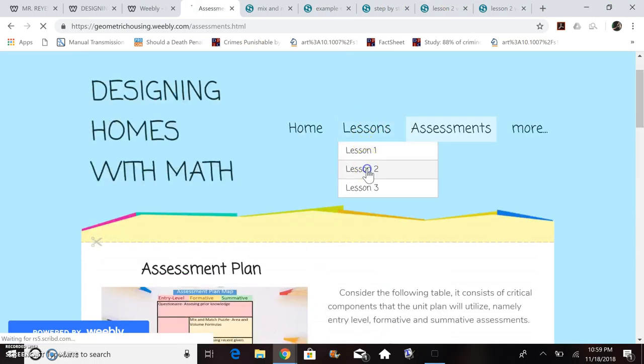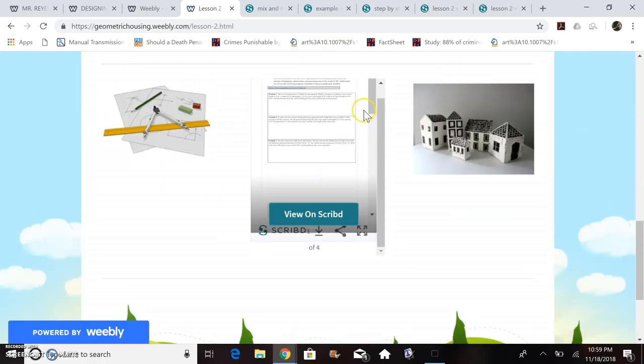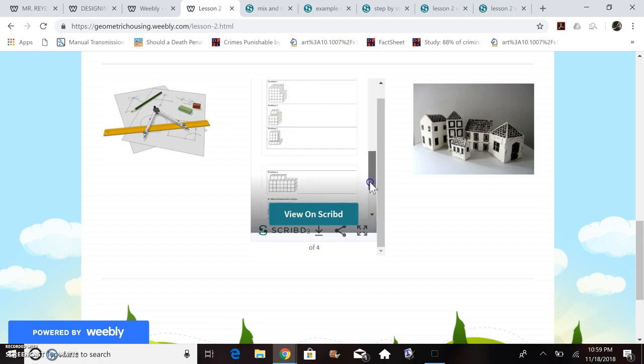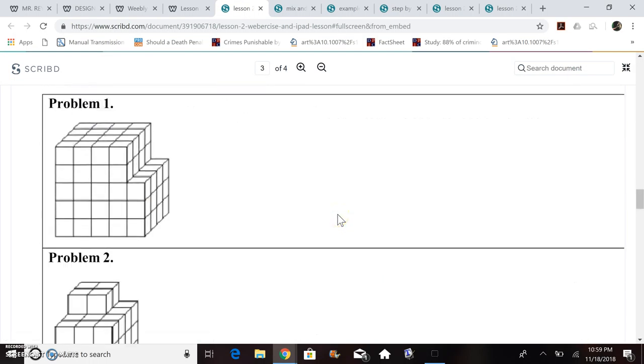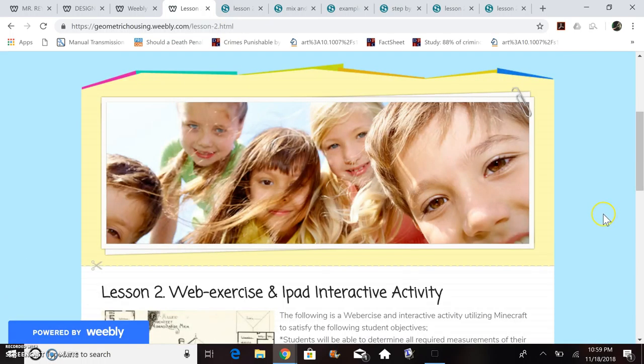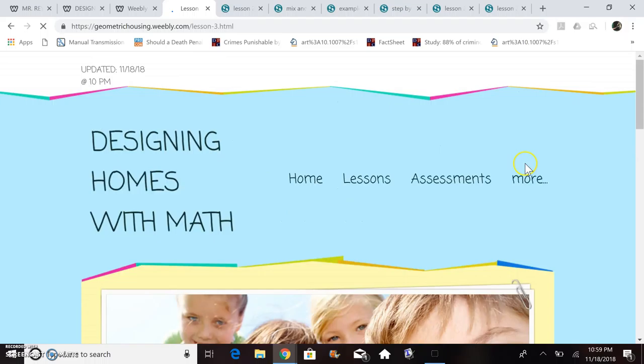Additionally, through Minecraft, they will also be required to find the volume of each room, so I give them practice problems to find the volume of cuboids. As you can see, these cuboids aren't perfect, but by dissecting them at certain parts, you can use two formulas to find the volume of the cuboids. And this will be required for their presentation because they will be required to find the volume of the rooms, which will be cuboids.